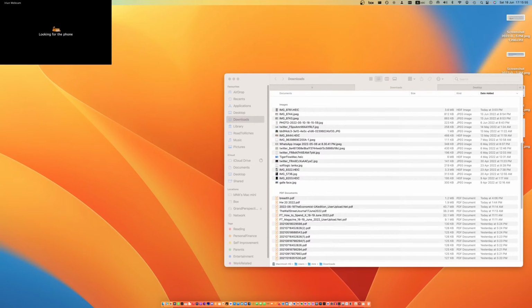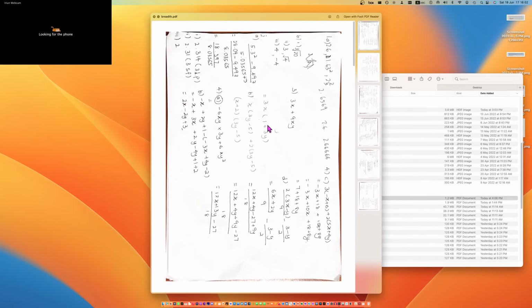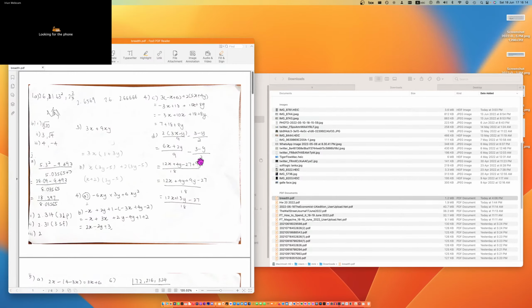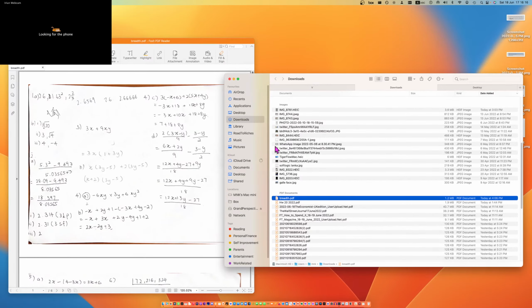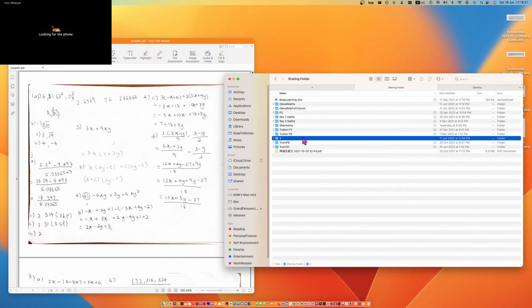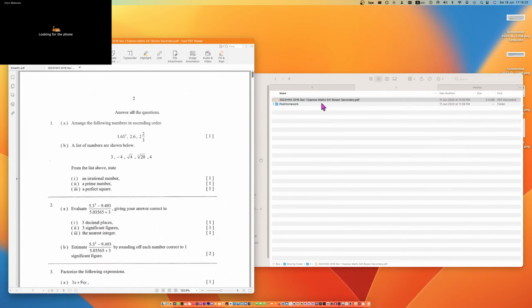Good. Okay, so let's look at your work. I need to open this. Then I need to go to the homework. Sharing folder, done this.